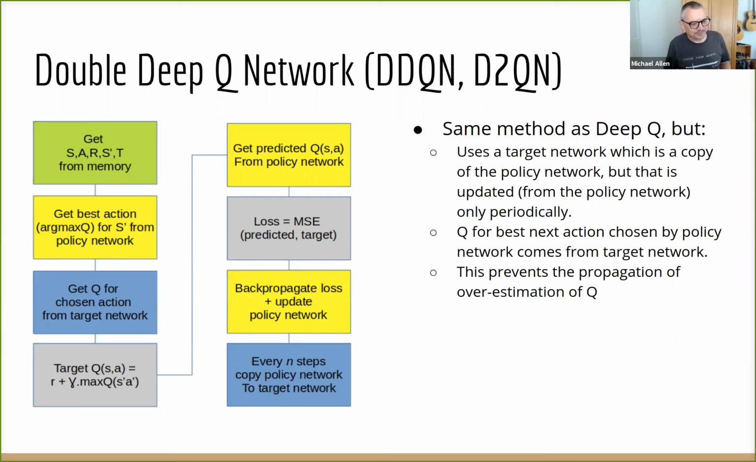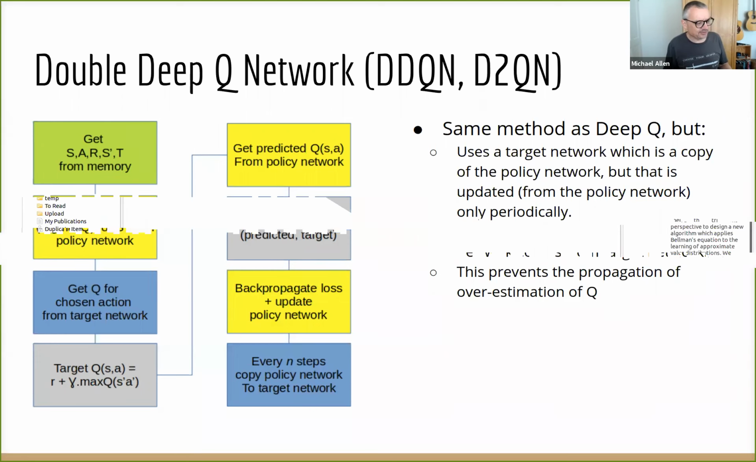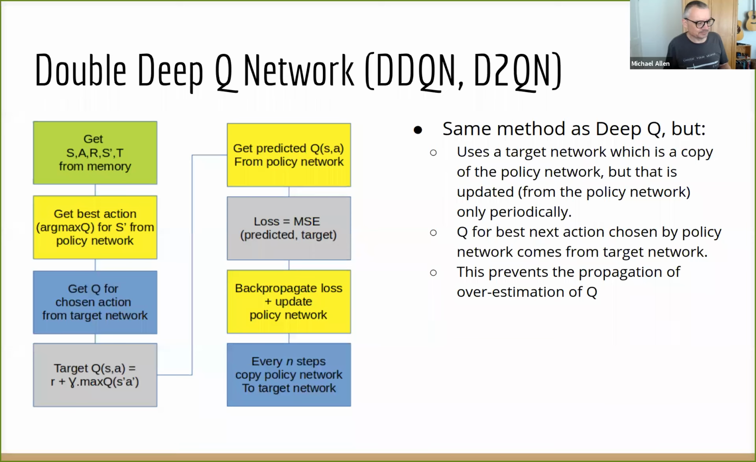So you copy the policy network. Now, this is again slightly odd. We get our state, action, reward, S prime, T from memory. We use the policy network still to predict what's the best action to take from S prime. So we use the policy network for that, but we get the Q for that chosen action from the target network. And so our target network kind of lags behind being updated with these values of Q. So they will tend to be lower, if you like, if we're always looking at positive Qs.